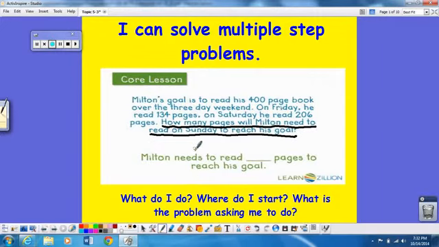A lot of times we don't know where to start. We don't know what to do. What I would like to suggest is underline the actual question the problem is asking you to answer. Then think about going back and looking at the information that we know.